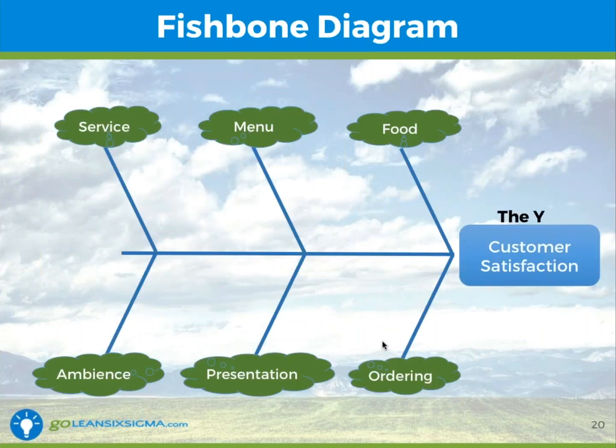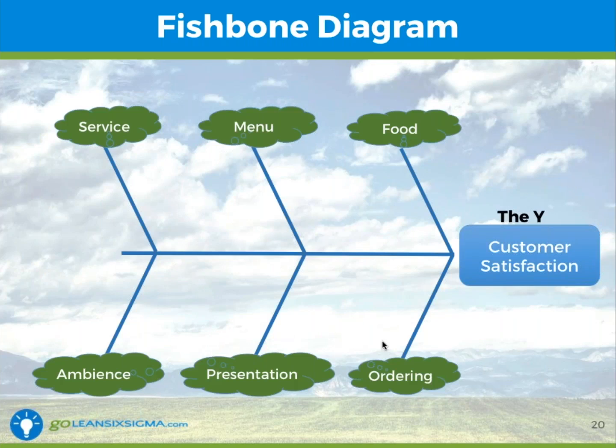So if we look at the Bahama Bistro, their Fishbone might look like this. They've customized it. They've only got 6 bones, and they could have more, but they can start here. So those are the categories where they're going to look for root causes that will drive customer satisfaction.